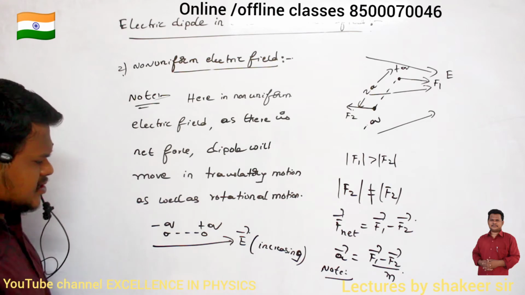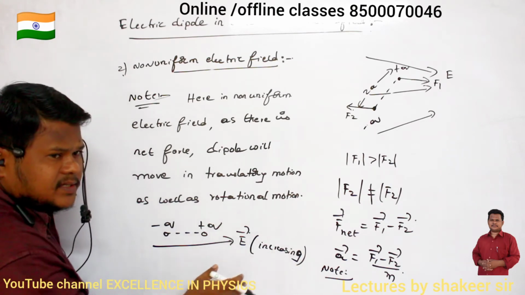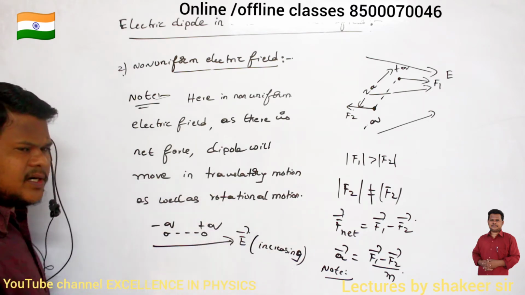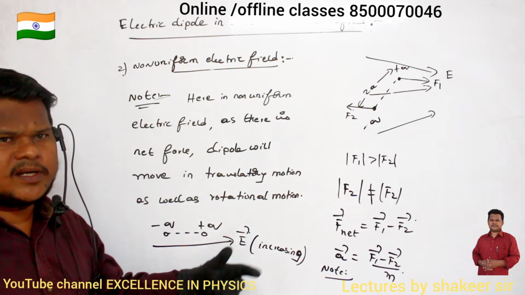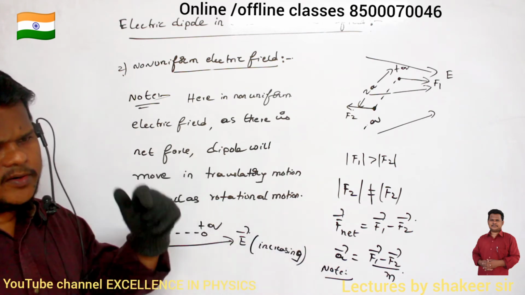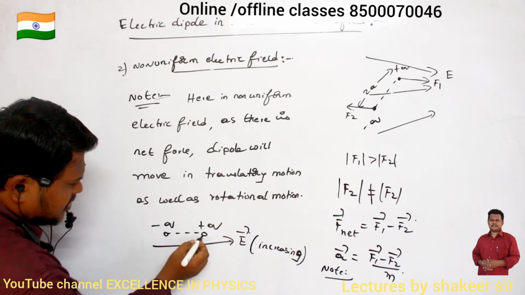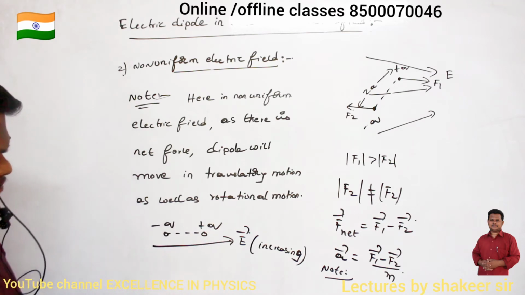Now what is the condition? This is the direction of the electric field and the electric field magnitude is increasing. It means this is also a non-uniform electric field, no? If the strength of the electric field increases, definitely it is an example of a non-uniform electric field. Now what will happen if I place a dipole parallel to this electric field? Can you say what will happen?